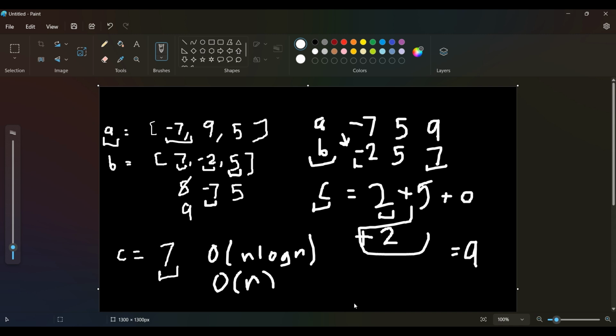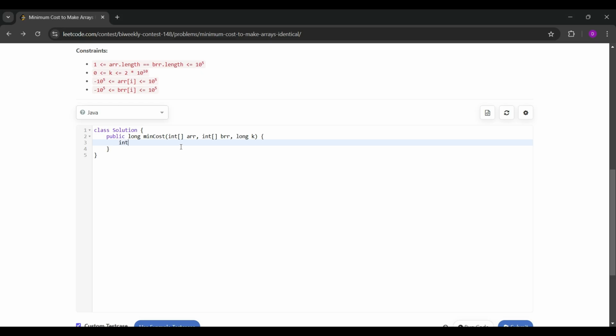Now let's move to the coding part. So what all do we need here? As I have mentioned before, we will need two temporary arrays. Temp1 equals a clone of array ARR, and similarly temp2 for storing BRR. Now what I'll do is I'll just sort both of the arrays, ARR, and similarly I'll sort BRR as well.